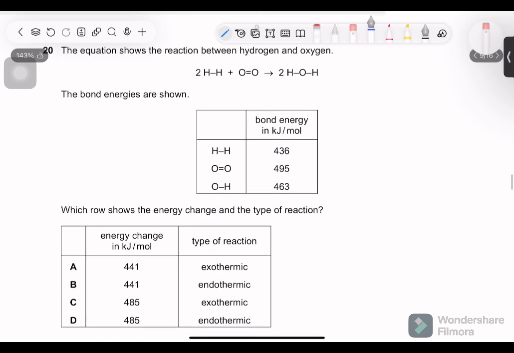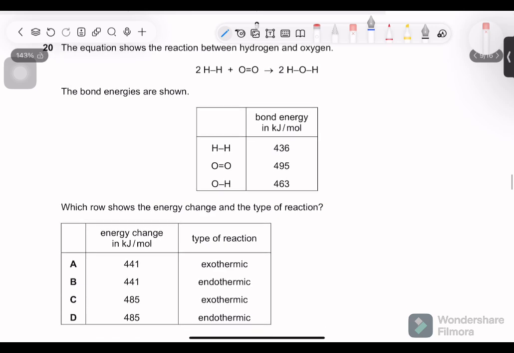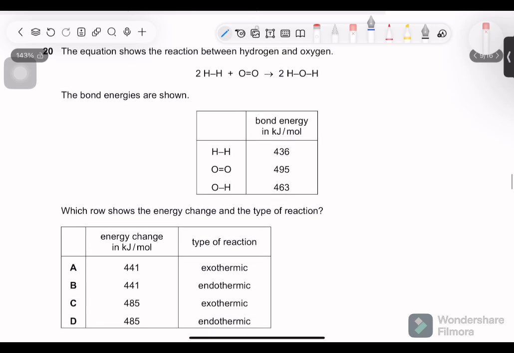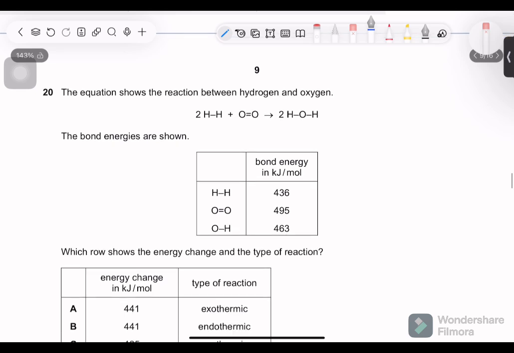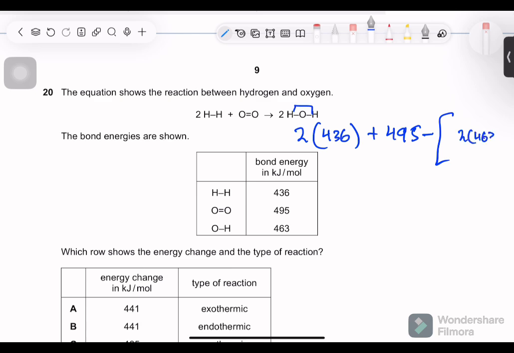The equation shows the reaction between hydrogen and oxygen. The bond energies are shown. Which row shows the energy change and the type of reaction? Okay, so we'll have to calculate the energy change. 2 times 436 plus 495 minus two OH bonds, so 2 times 463 and a further 2. So basically 4 times 463.